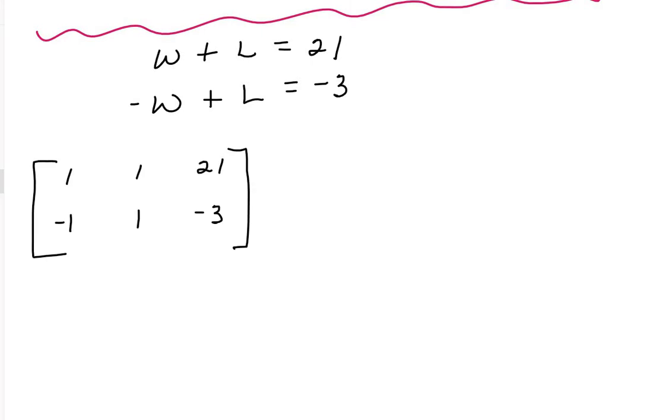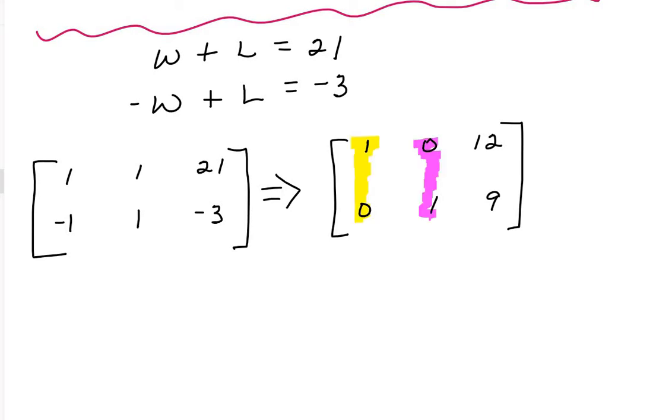Okay, we're going to put that matrix into the calculator, and this is what I get out. So what I have here is W equals 12 and L equals 9. So that means there are 12 wins and 9 losses.